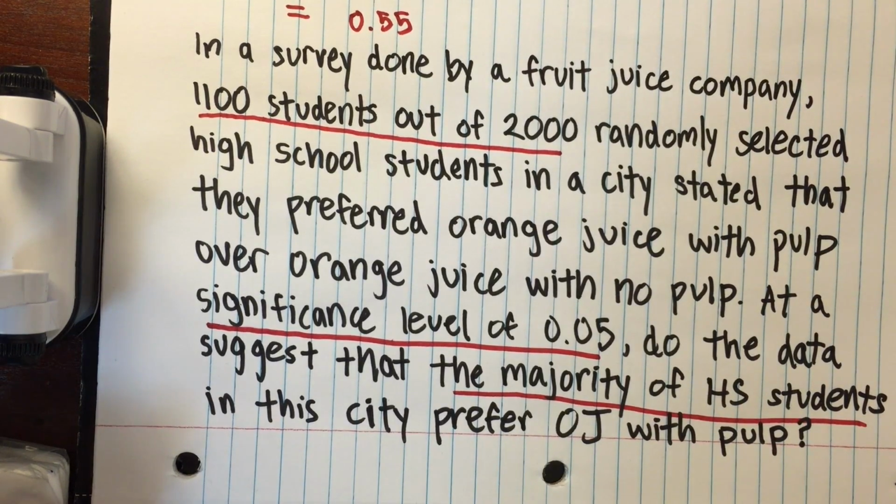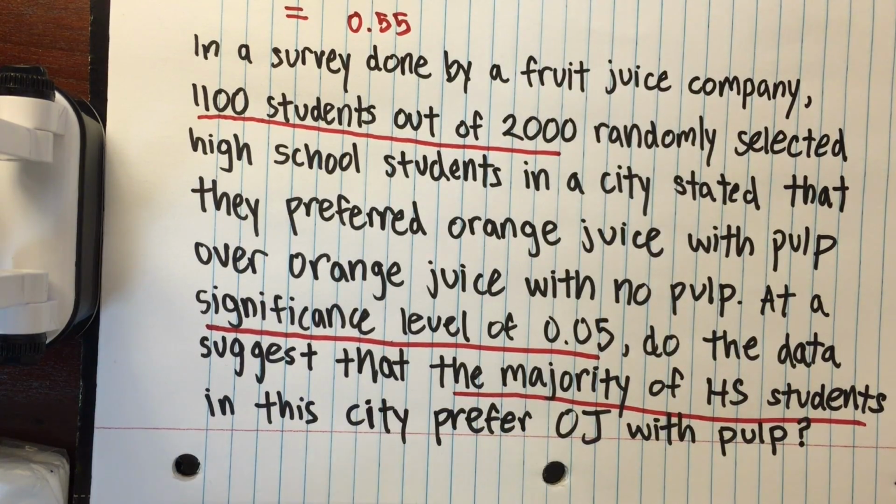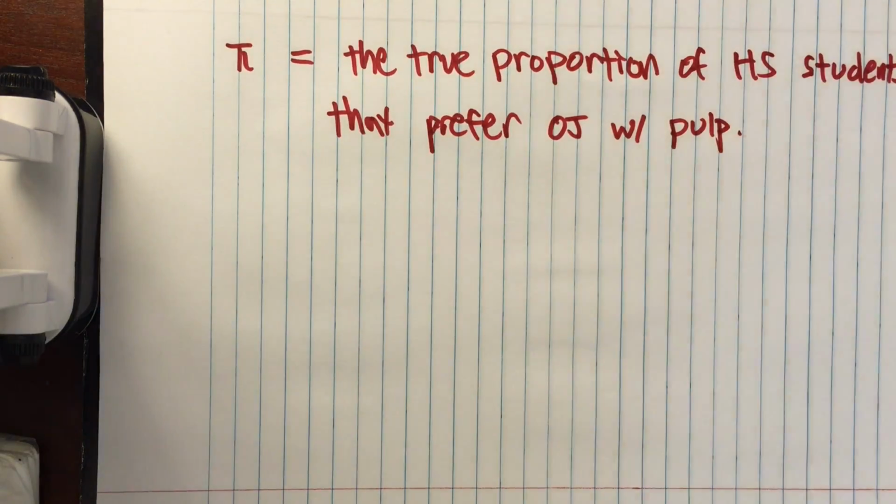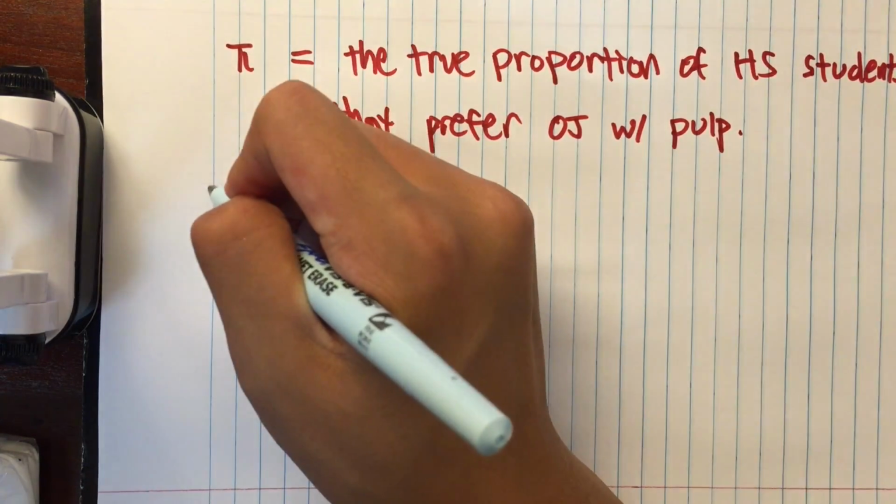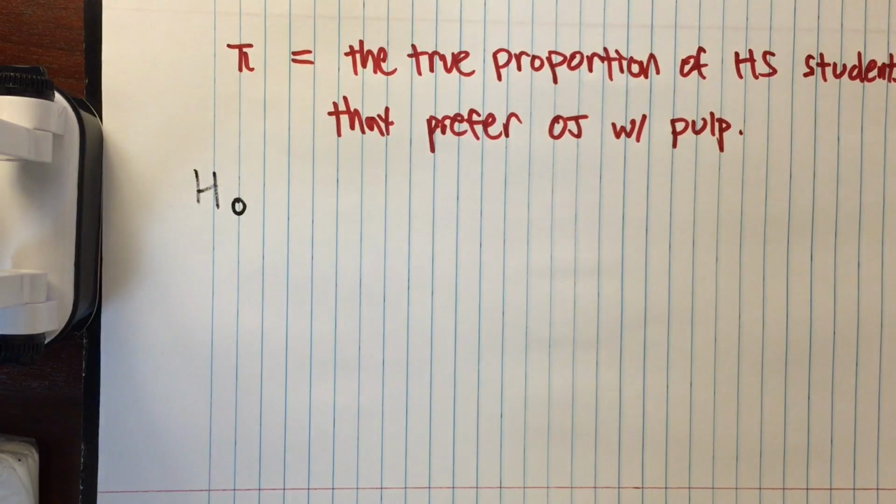So now that we have all of this, we can actually start to conduct our test. To start off our hypothesis test, we need hypotheses, which is pretty obvious. The two hypotheses we need are the null hypothesis and the alternative hypothesis. It's important to remember that these hypotheses describe a population characteristic, which is in our case pi, which is equal to the true proportion of high school students that prefer orange juice with pulp.